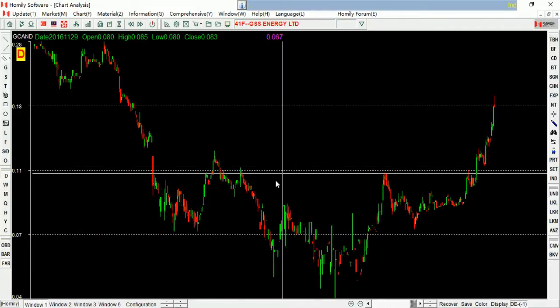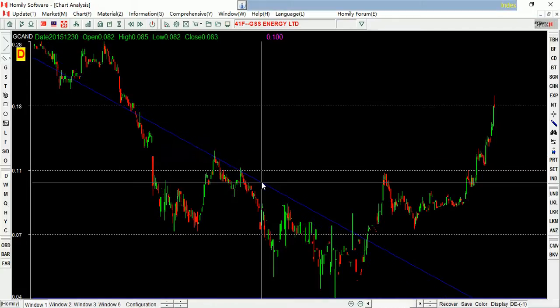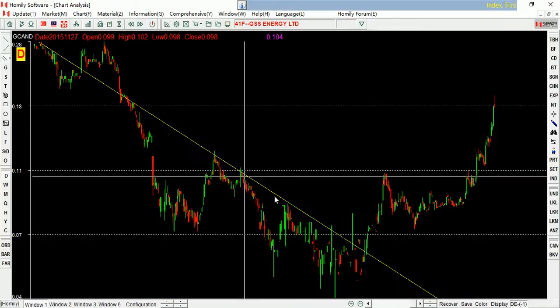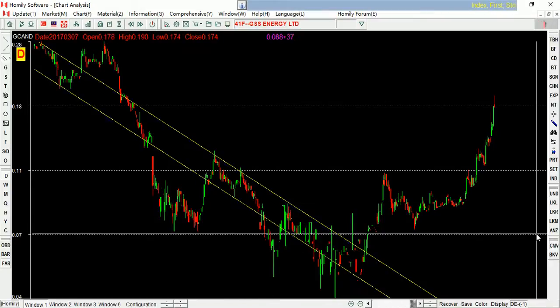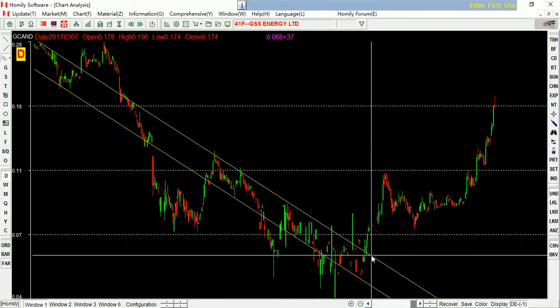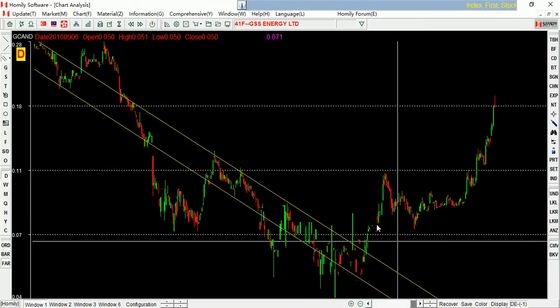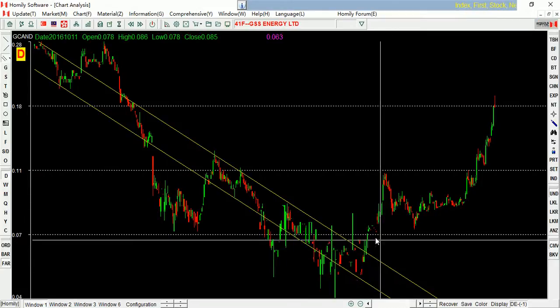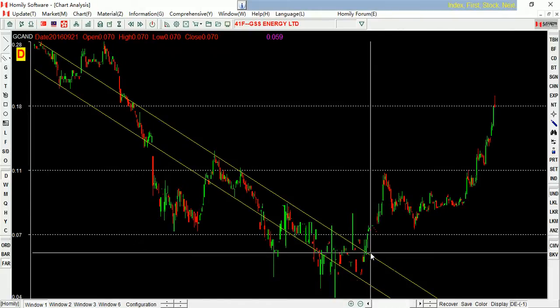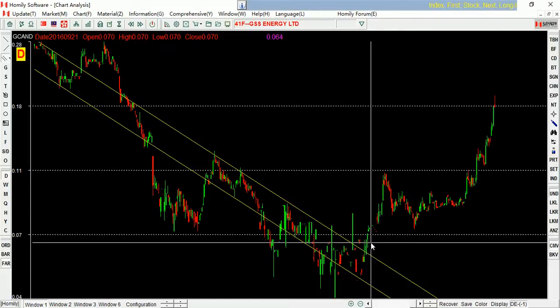How to draw the line? Okay, so we can connect this high point to this high point. Then is this line effective or not? Yes, it's effective. If you see the price upward breakout the trend line, this is the reversal signal. You should know that this is the big chance for catching some good opportunity.